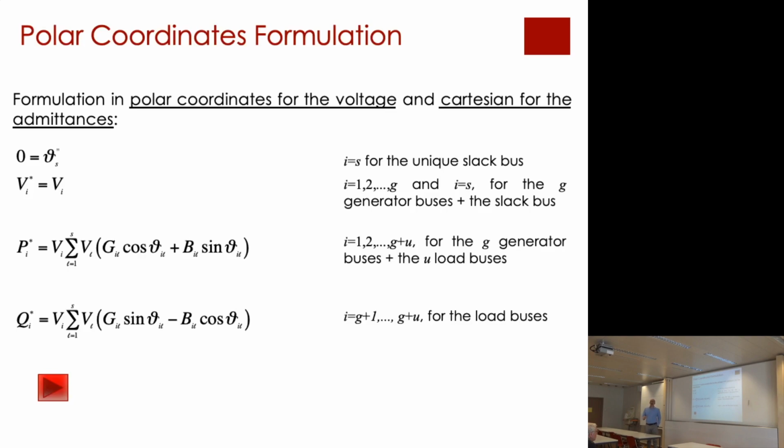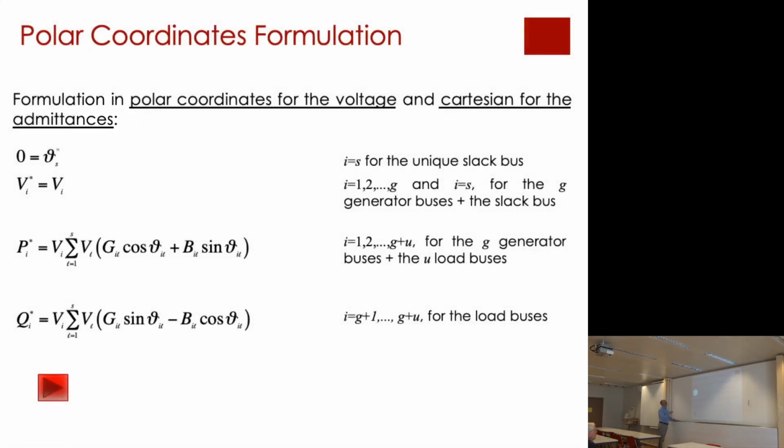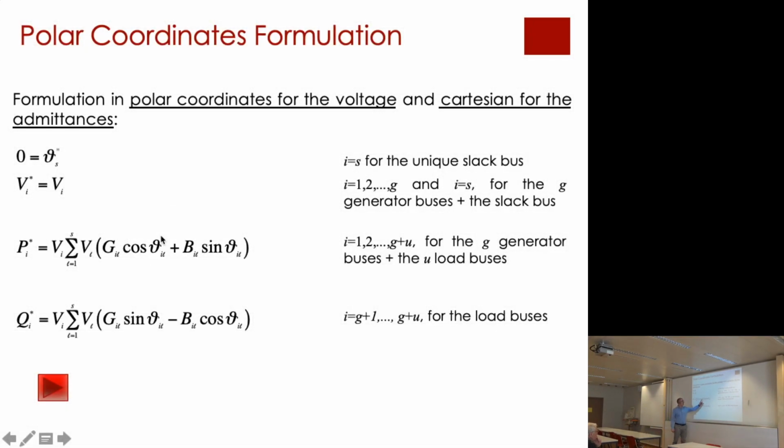Just a final remark. There exists what we call a hybrid formulation. The hybrid formulation uses the polar coordinates for the voltages and Cartesian coordinates for the admittances. So you see that here you use the polar coordinates for the V, and when you're expressing active and reactive power, you're essentially using voltage in polar coordinates, and the G and the B, which are essentially the real and imaginary part of the admittance matrix, you use the rectangular coordinates. It's another way of formulating the problem. Still, it belongs to the polar coordinates formulation. We will see how the Newton-Raphson method can be written for this kind of formulation.